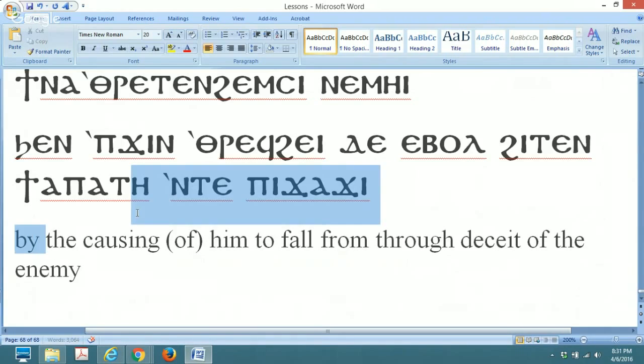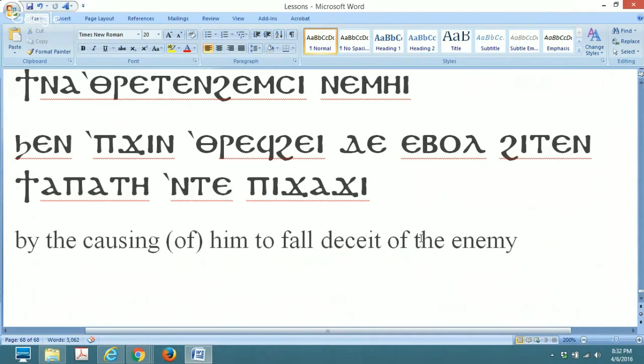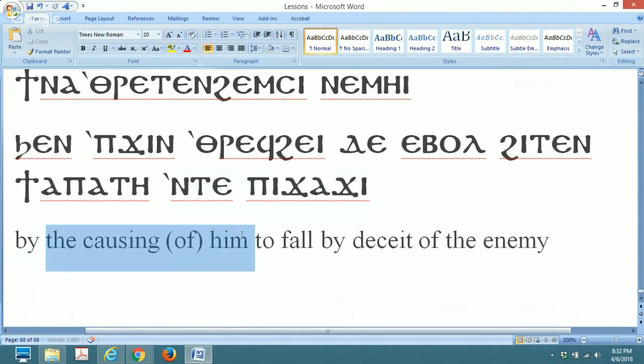So by the causing of him to fall, from through, or means upon the hands of, literally means from the hand of. So you can just say through the deceit or by the deceit of the enemy. So in other words, how are you going to translate this? By the causing of him to fall, you can just say when he fell. So that's why you often see these things simplified quite a bit in English, just to make it flow more smoothly in English. But really, you can see that the meaning is totally different.